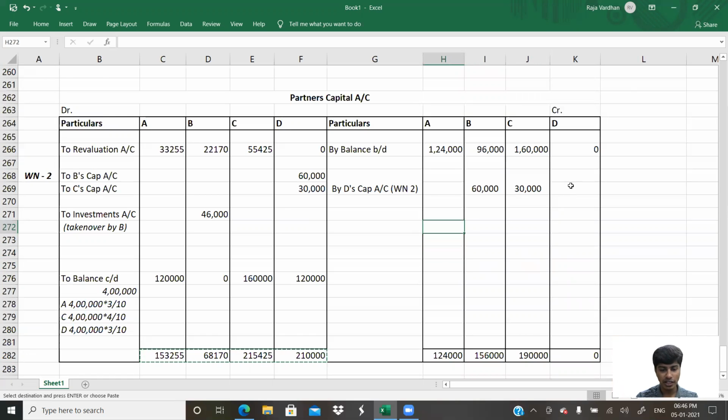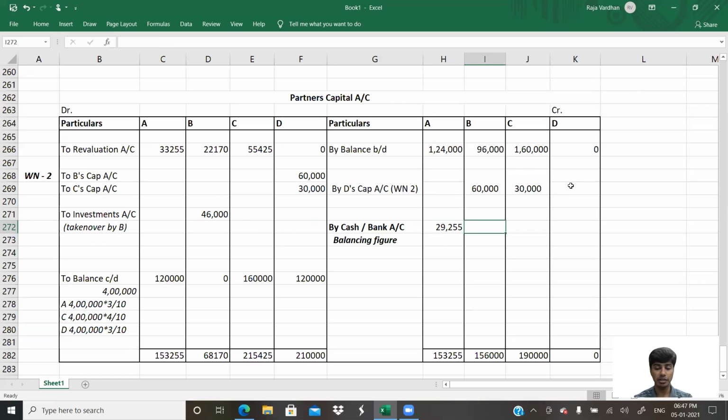Let us find it for Mr. A then. 1,24,000 here, 1,53,255 here. So what is it? He has excess money. He has shortage of money. So he should bring in cash. So I'll write here by cash or bank account. This is our balancing figure. How much is the total here? 1,53,255 minus this.